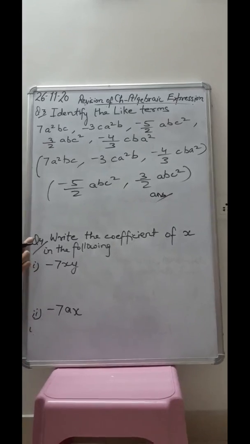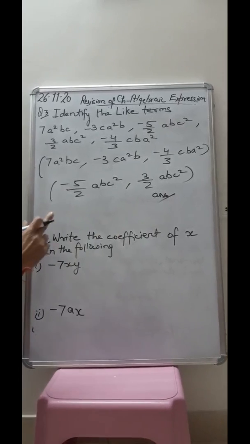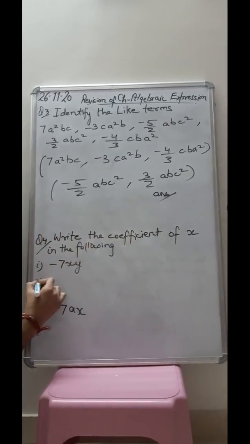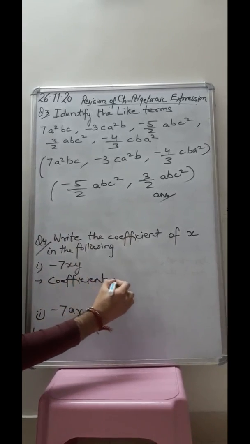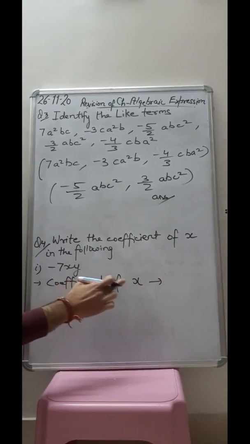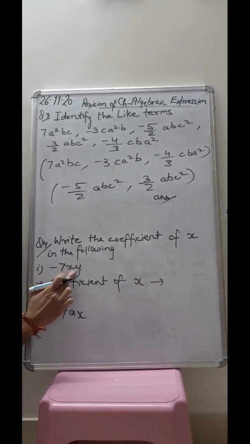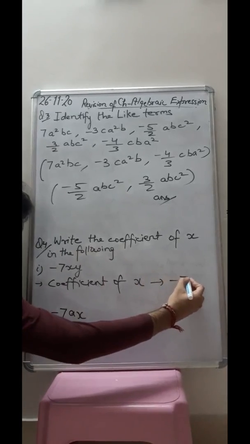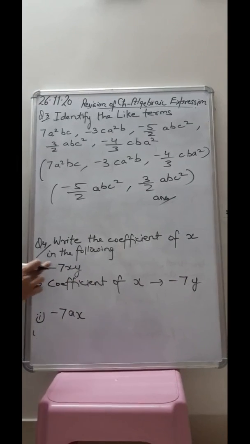Now the next, question number 4, is write the coefficient of x in the following. So here we have been given the terms and we have to write down the coefficient of x. In the first part, the coefficient of x means the factors of x. Here we can see the term is minus 7xy. So remove the x and write down the remaining thing, that is minus 7y. So the coefficient of x is minus 7y in this term.